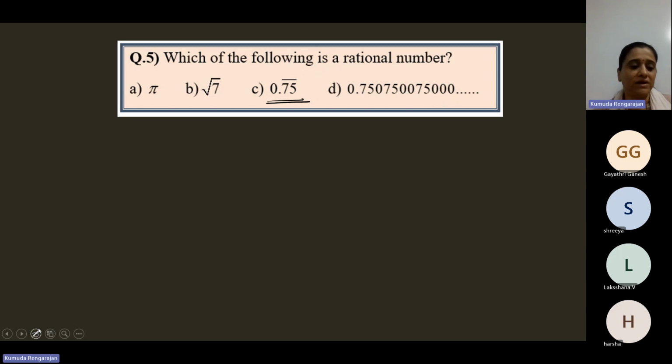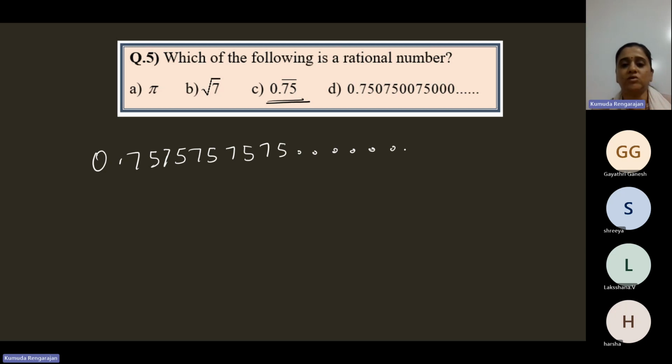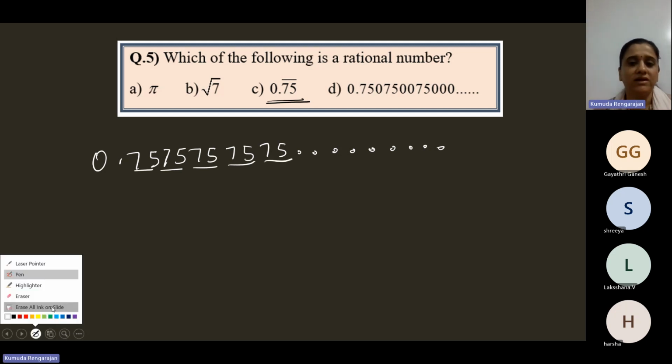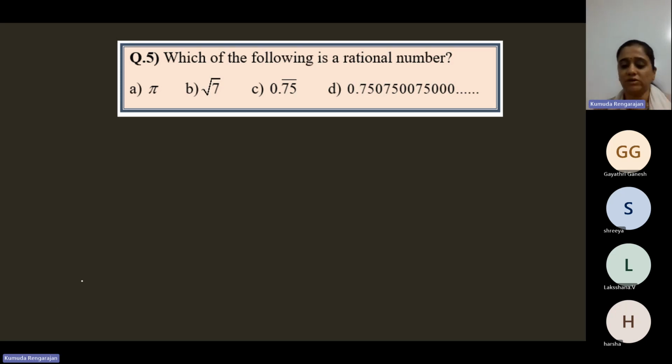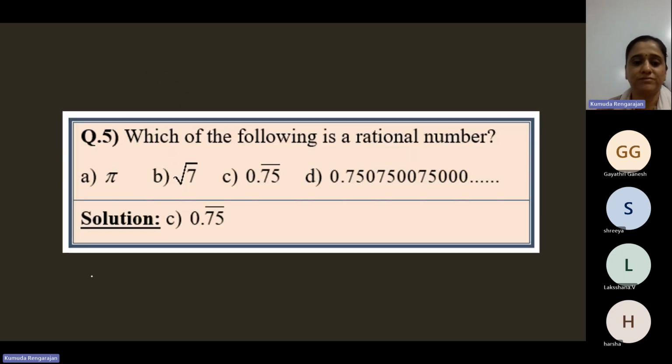This one is non-terminating because it goes on forever. Goes on, goes on, goes on. Because it goes on forever, it's non-terminating. And it's repeating because these two digits, 7, 5, keep happening. So option C represents a rational number because it's non-terminating but repeating.